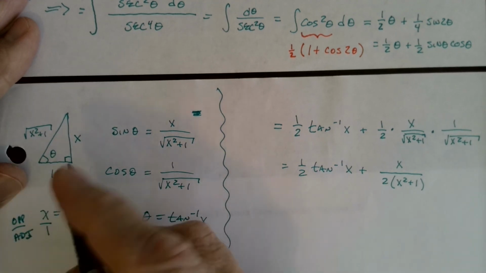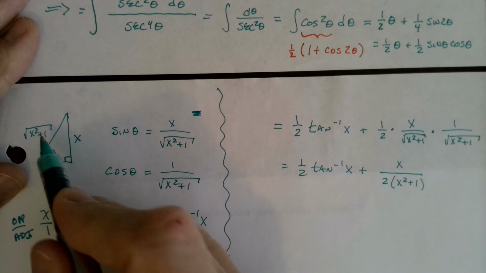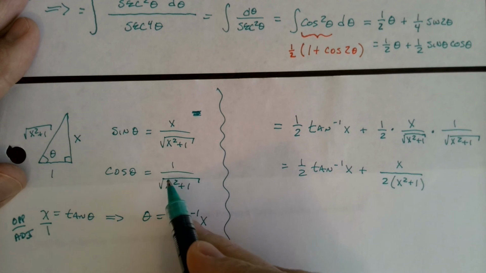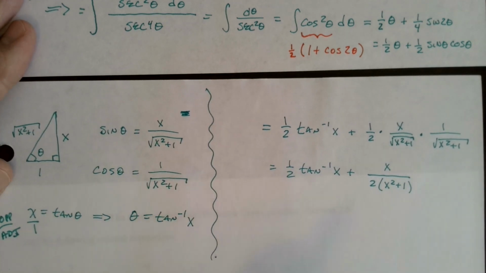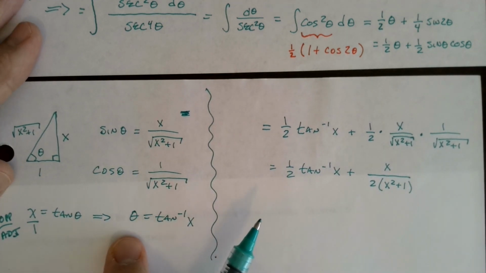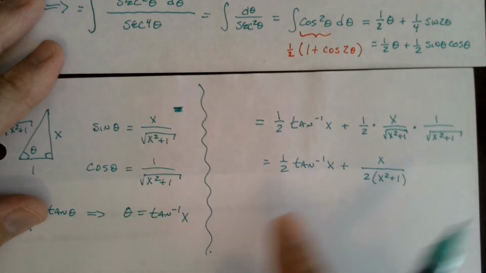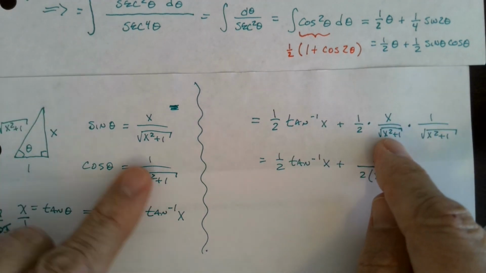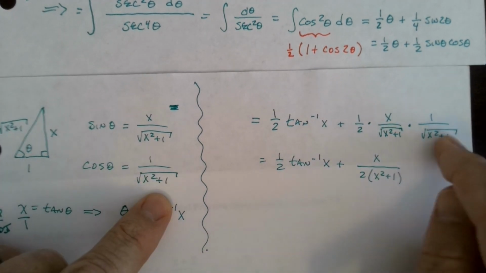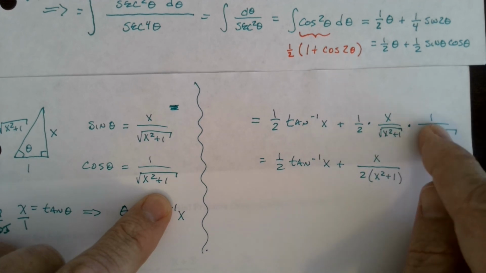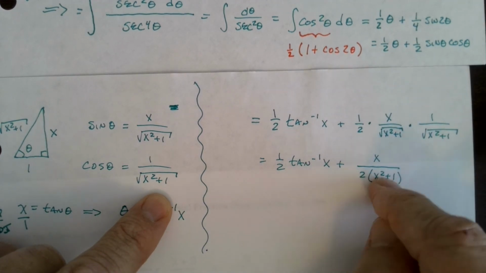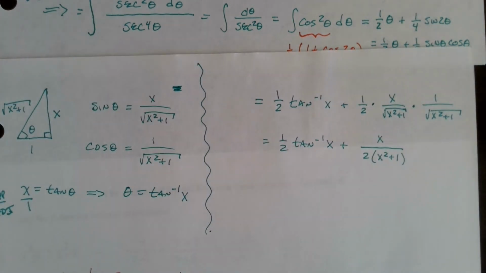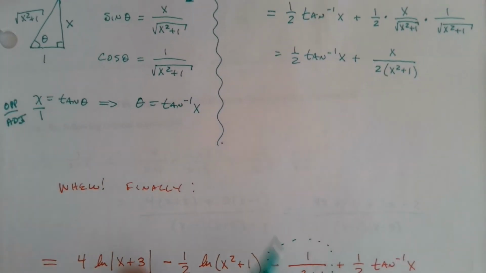So sine is what? Opposite over hypotenuse, x over that. Cosine is adjacent over hypotenuse, 1 over that. And of course theta is equal to tangent inverse of x. So I've got 1/2 theta, which is tangent inverse of x, plus 1/2 sine of theta is over here, cosine of theta is over here. Multiply, top is x, bottom is just 2 times the quantity x squared plus 1. There's our antiderivative. Woo! Finally.